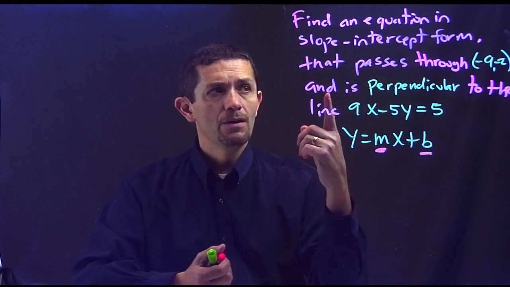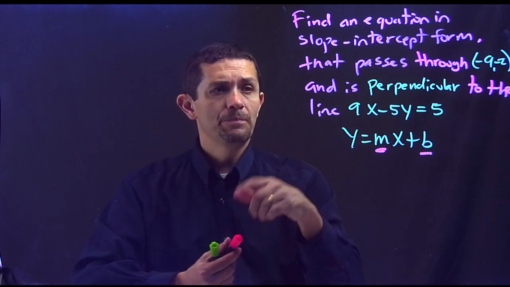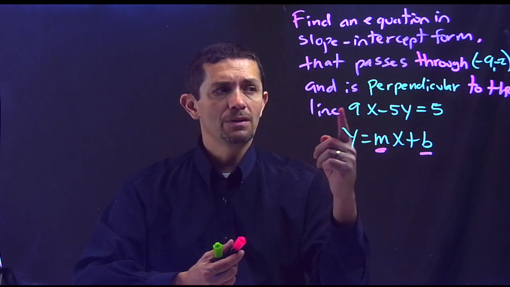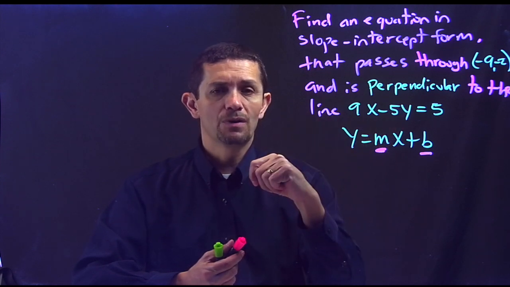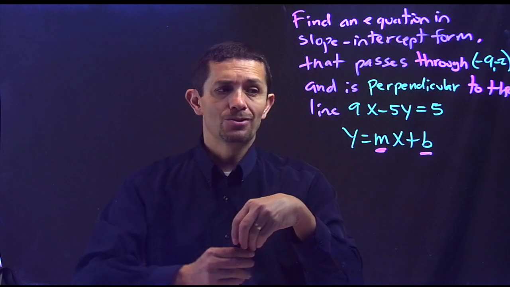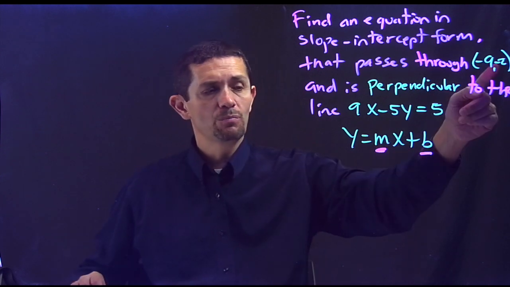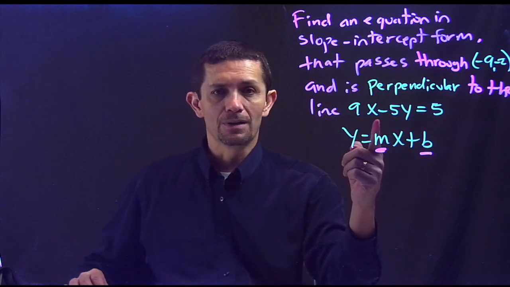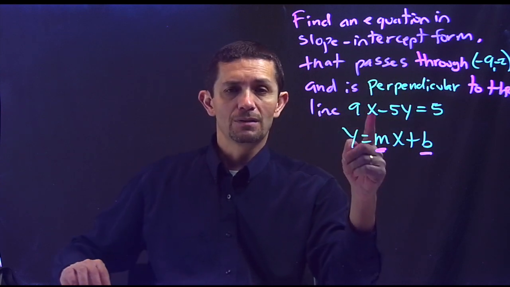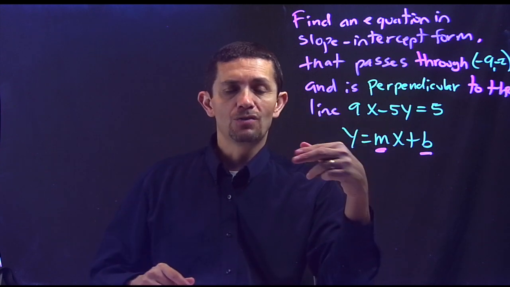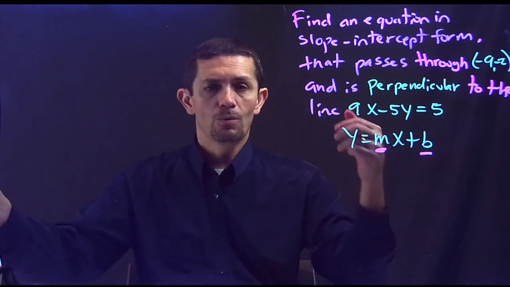Let's find out. Find an equation in slope-intercept form that passes through the point. So they're giving me a point and it is perpendicular to the line 9x minus 5y equals 5. So neither the slope nor the y-intercept is given. They're saying it goes through a point and is perpendicular to this line. Because it's perpendicular to this line, that's the clue that I need to find my slope from there.